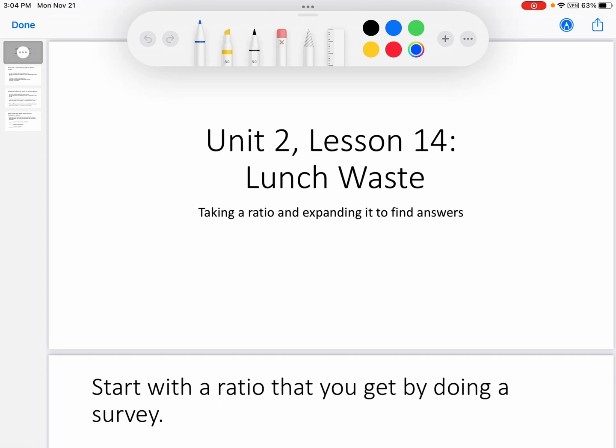Today's lesson is about Unit 2, Lesson 14, Lunch Waste. The idea of this one is that we're going to take a ratio of multiple parts and expand it to find answers for larger amounts. We've done this before for mixing paint and other things, and for city planning. This just expands it to even larger amounts.